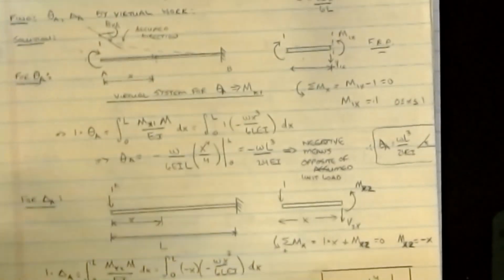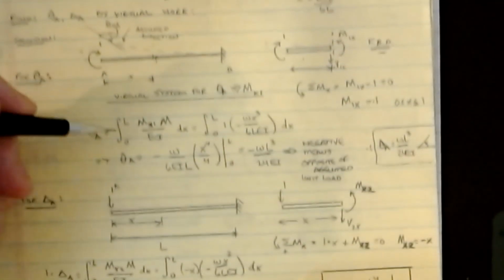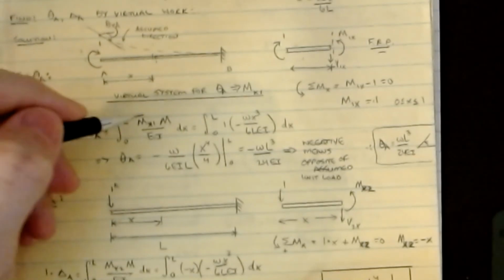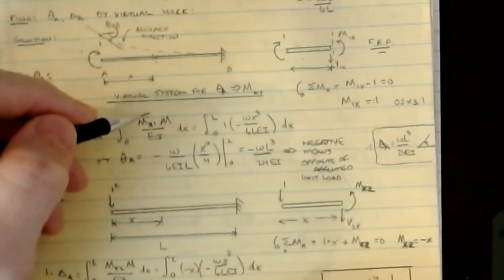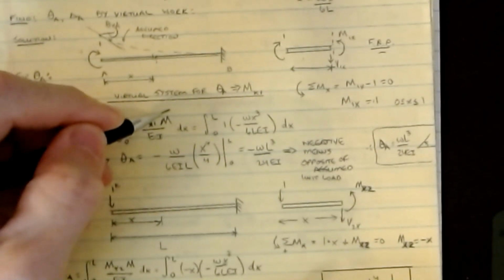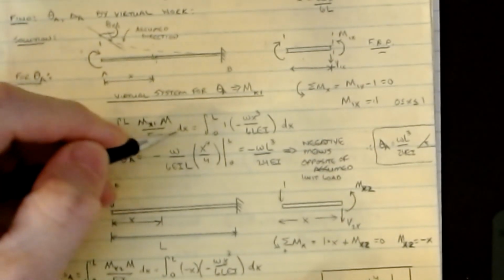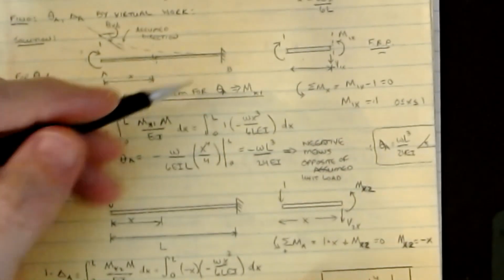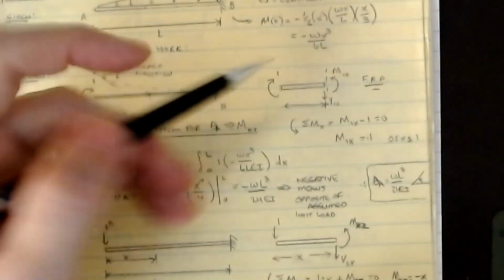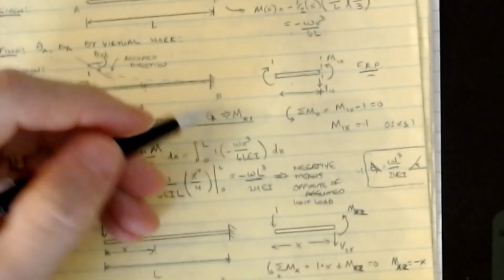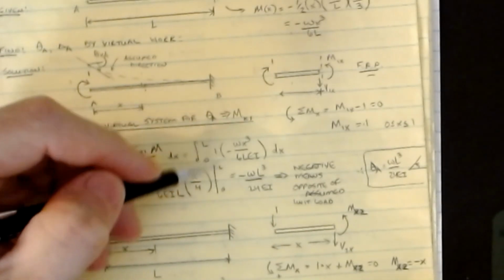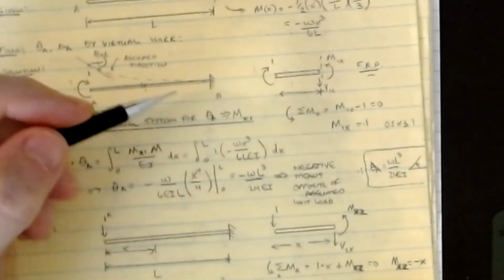Then all you do is plug into the integral equations. So we know that we have 1 times theta A is going to be the integral from L to 0 of, the first one is my virtual moment. Again, it was MV in the derivation, it's M1X here. Here's my real moment, all divided by EI, and then times dx, and we're going to integrate that. So if I plug in the 2 equations that I had before, this one here for the real and this one here for the virtual, I end up with 1 times minus wx cubed over 6L EI dx, and we're going to integrate that with respect to x.